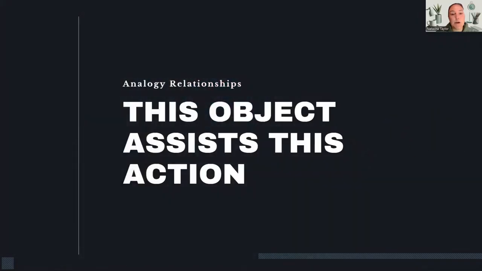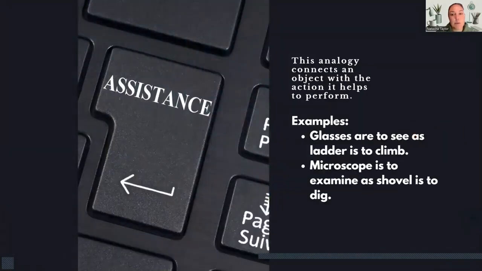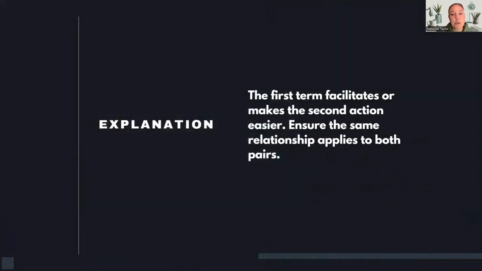Analogy relationships. This object assists this action. This analogy connects an object with the action it helps to perform. Examples: glasses are to see as ladder is to climb. Microscope is to examine as shovel is to dig. Explanation. The first term facilitates or makes the second action easier. Ensure the same relationship applies to both pairs.